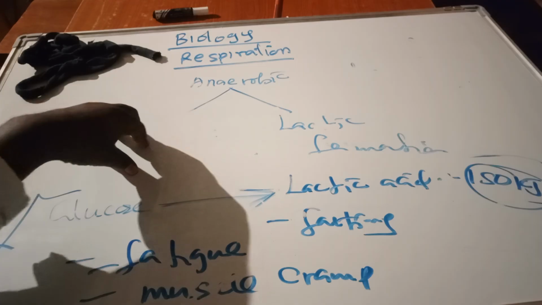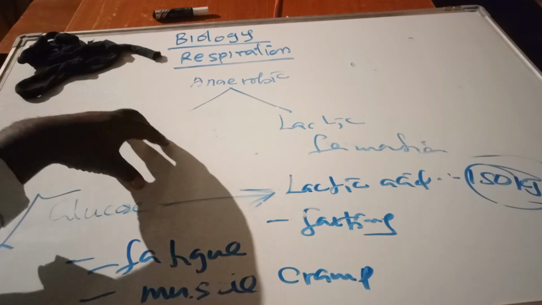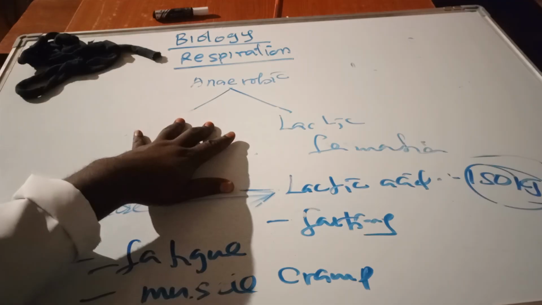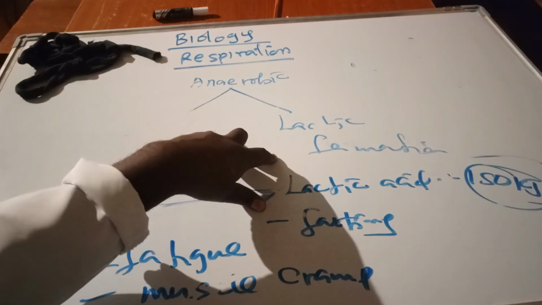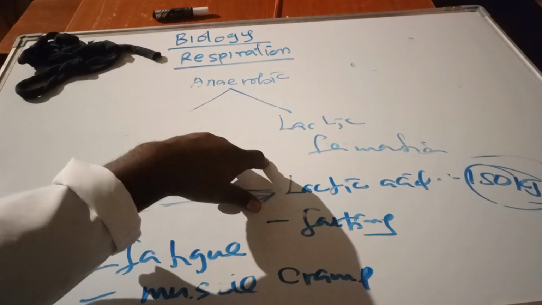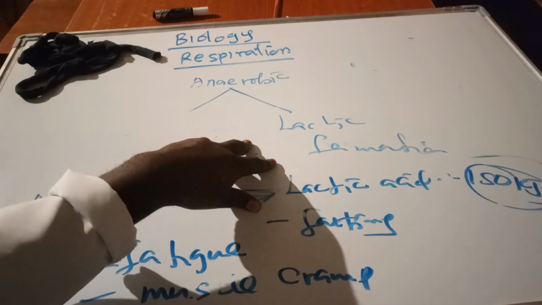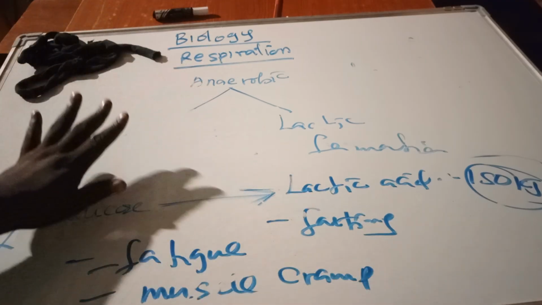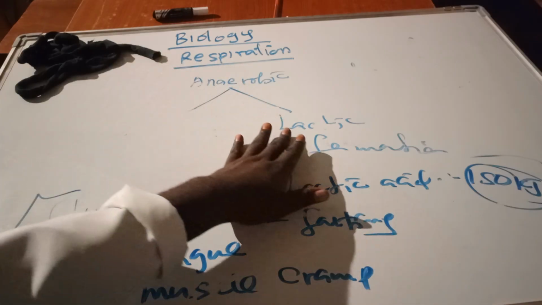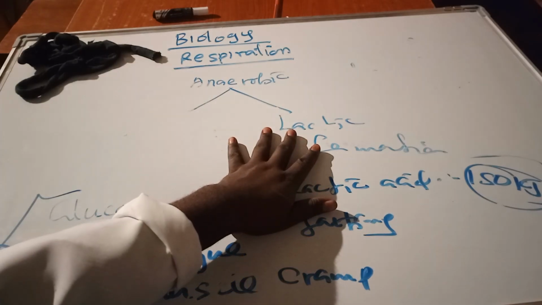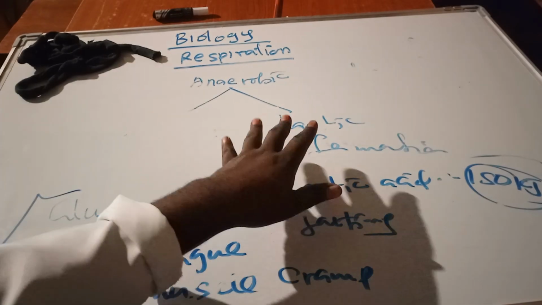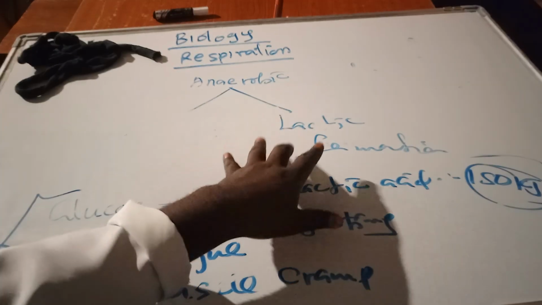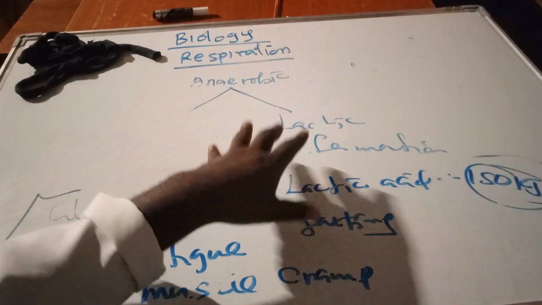For example, we have glucose plus oxygen. The products are carbon dioxide and water, and also a huge amount of energy, which is about 2,880 kilojoules. Then I'll go to anaerobic respiration. This is the release of energy from the food substance in the absence of oxygen.